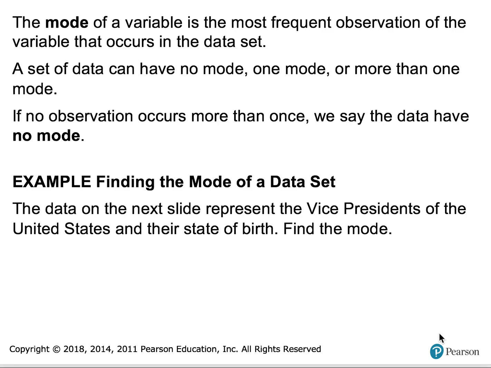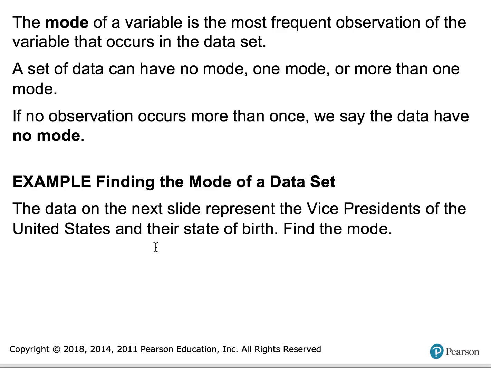Okay. A third measure of central tendency is the mode, which can be computed for either quantitative or qualitative data. For the mean and the median, we need to be quantitative, right? But we could do a mode for qualitative. The mode is the most frequent observation of the variable that occurs in a data set. So your set of data can have no mode, one mode, or more than one mode. If no observation occurs more than once, then it has no mode.